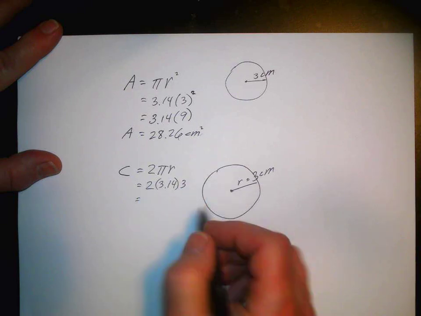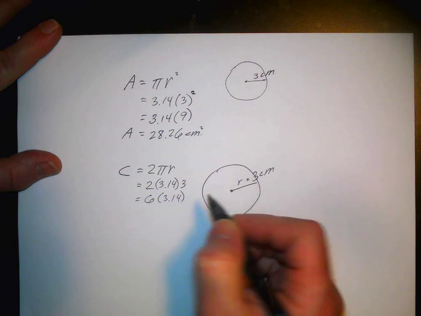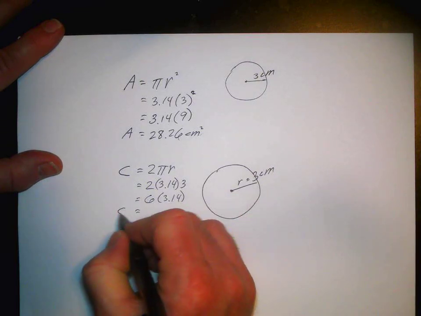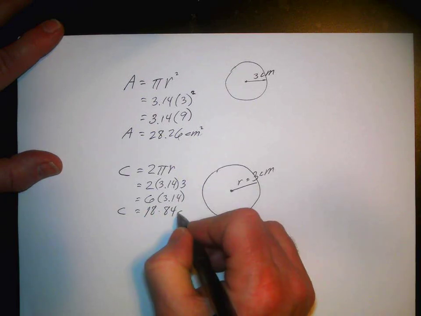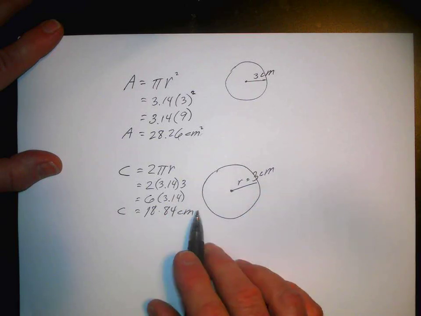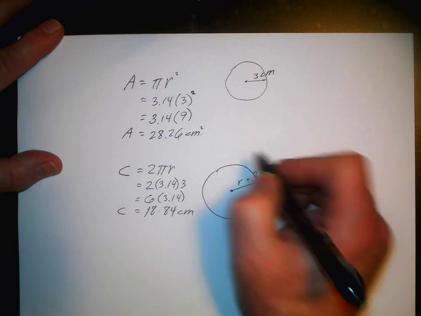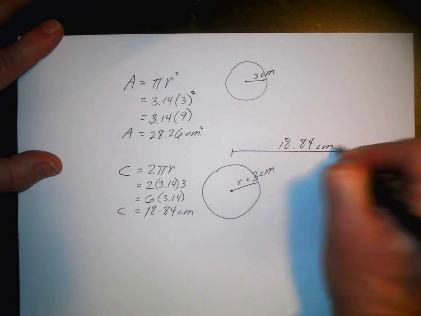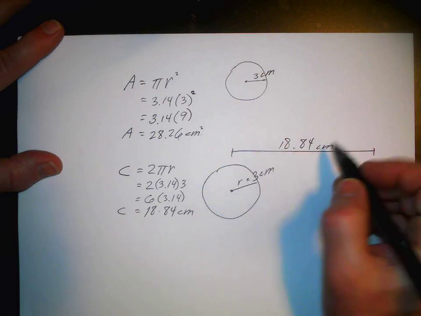So I'm going to move the 3 up front, and I'm going to say 2 times 3, which is 6, and that's going to be 3.14 times 6 is 18.84. So the circumference, or the distance around the circle, is equal to 18.84 centimeters. It is a distance, so it is centimeters. If we stretched the circle out and made a line that was 18.84 centimeters long, and this goes around this circle, it is that long. So we only put centimeter here.